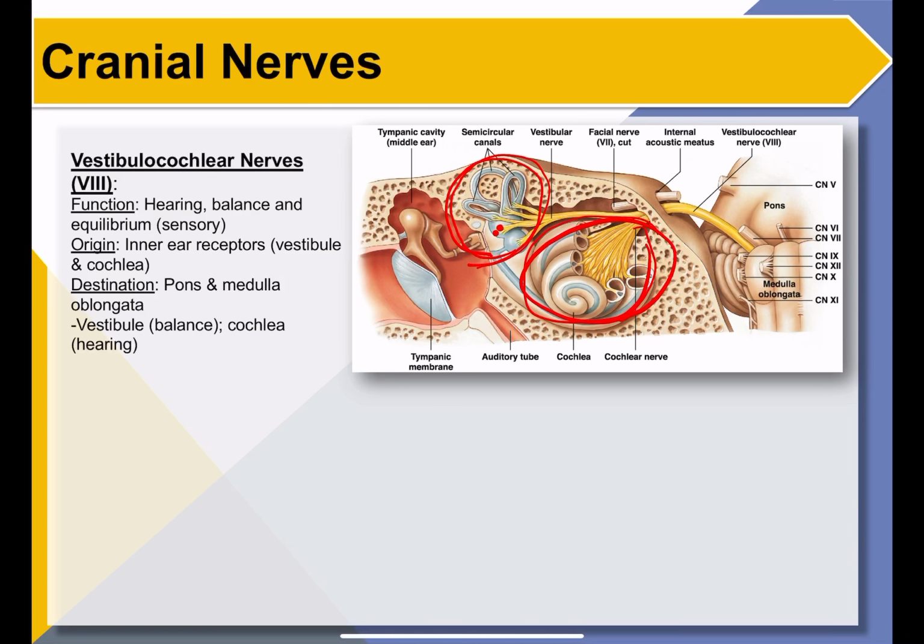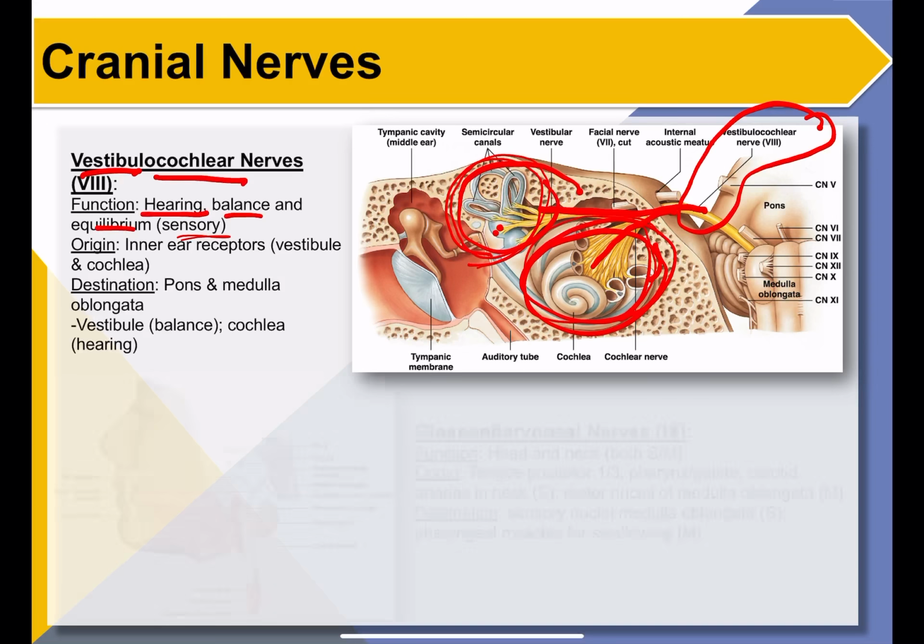So that's why this vestibulocochlear nerve is innervating the vestibule part of your inner ear and the cochlea part of your inner ear. This is the cranial nerve 8. Vestibulocochlear nerve, which then diverges into the 2 organs of the inner ears. Okay, so it's for hearing and balance and equilibrium. So that's why cranial nerve 8 is a sensory type of cranial nerve.